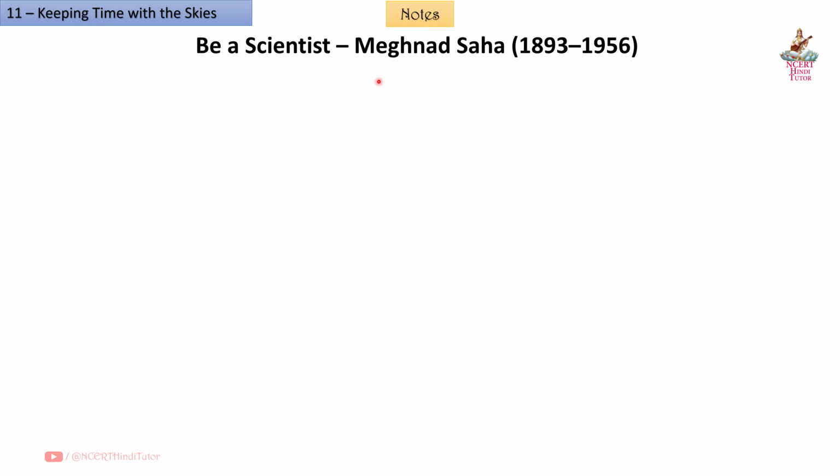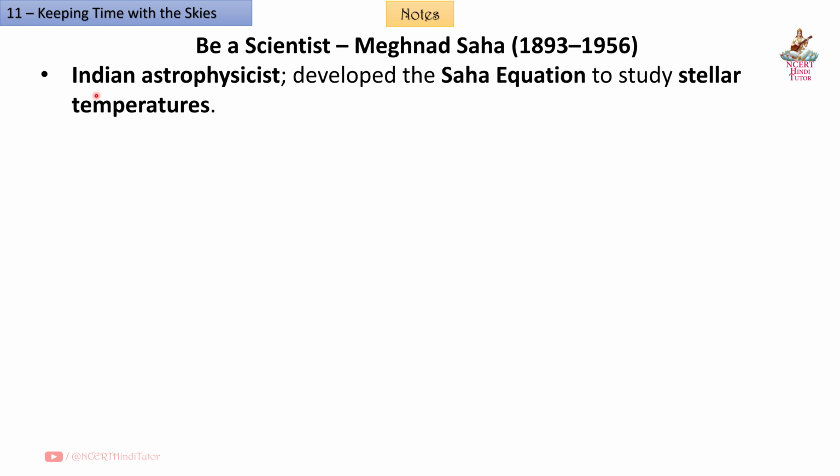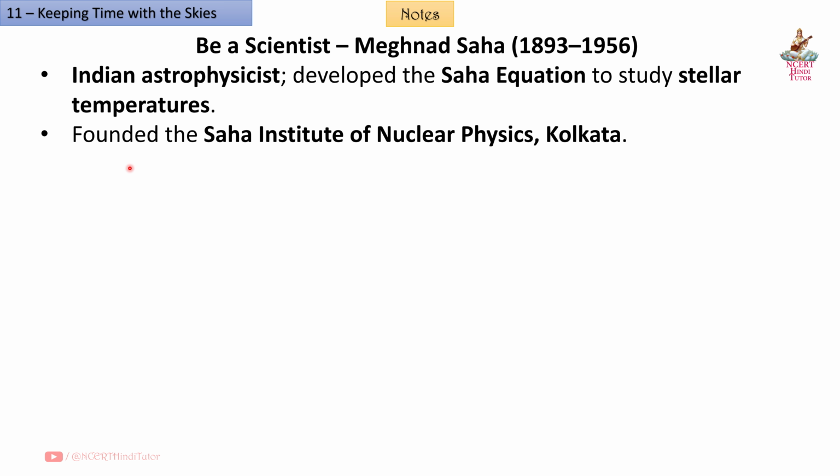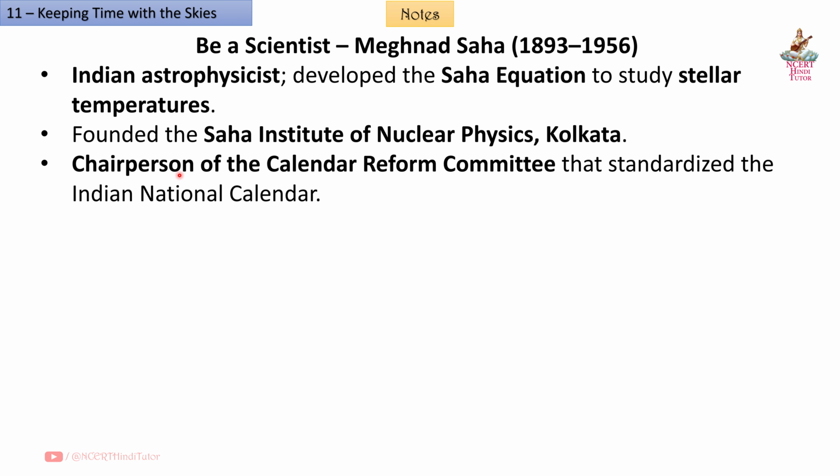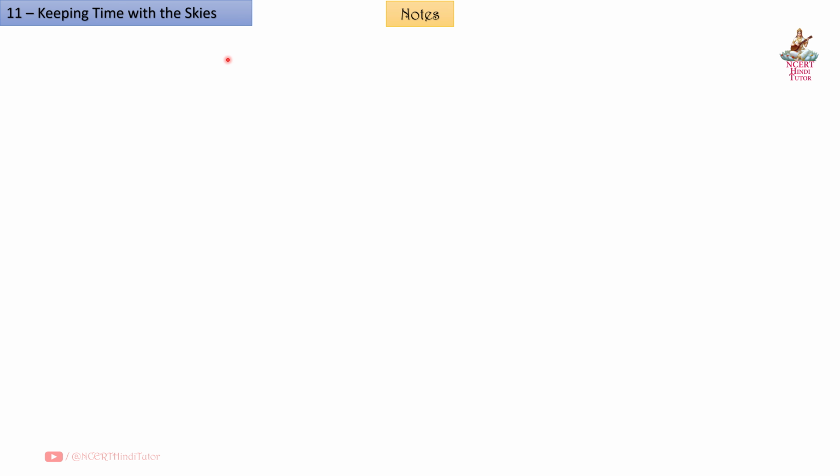Be a scientist. Meghnad Saha, 1893 to 1956. Indian astrophysicist. Developed the Saha equation to study stellar temperatures. Founded the Saha Institute of Nuclear Physics, Kolkata. Chairperson of the Calendar Reform Committee that standardized the Indian national calendar.